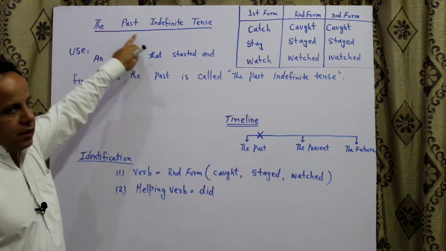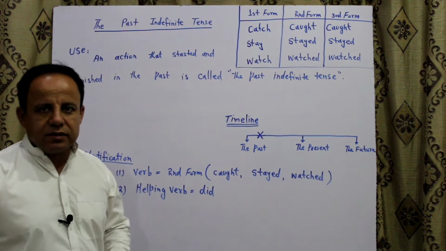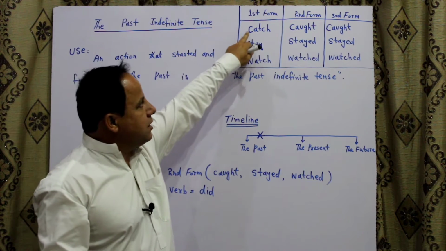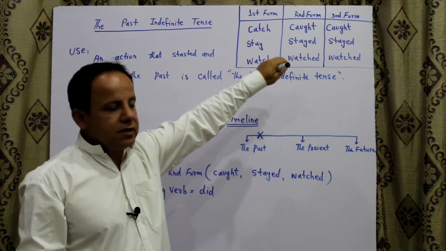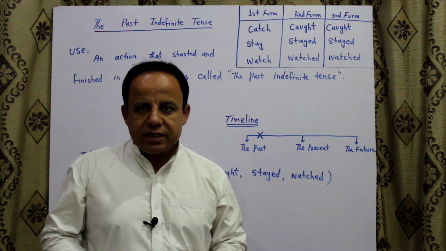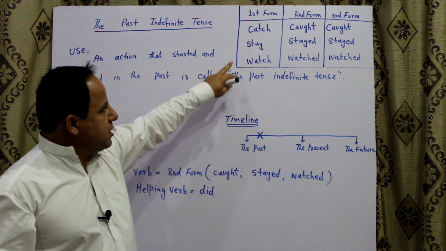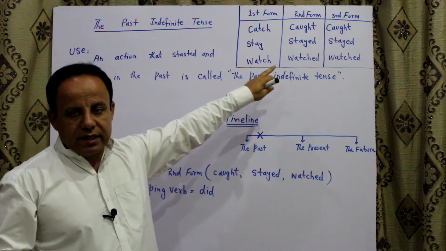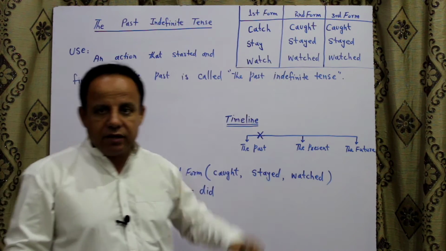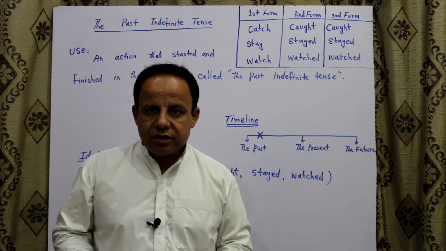The past indefinite tense. Before learning this tense, we should know some verbs and their first, second, and third forms. The first verb is catch, the second form is caught, and the third form is caught. Our next verb is stay, second form is stayed, and third form is stayed. The last verb is watch, second form is watched, and third form is watched.